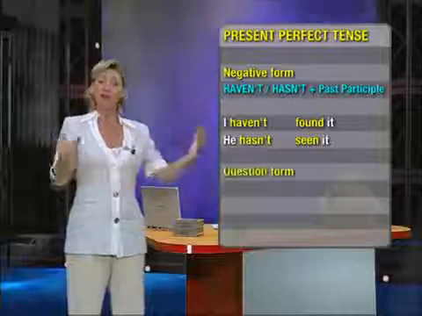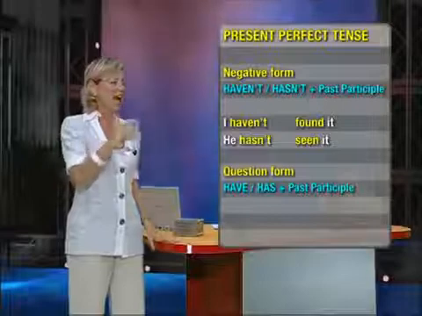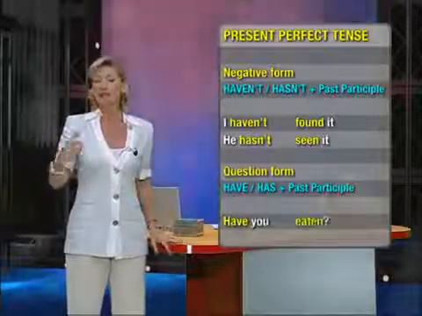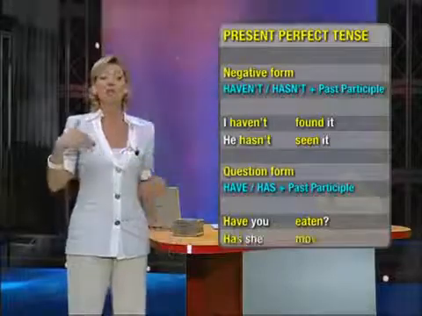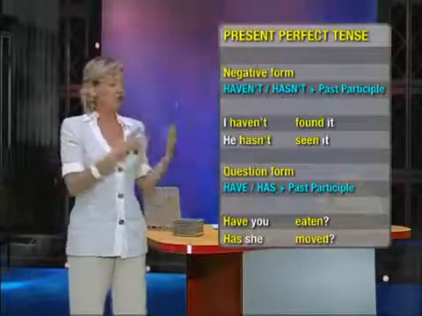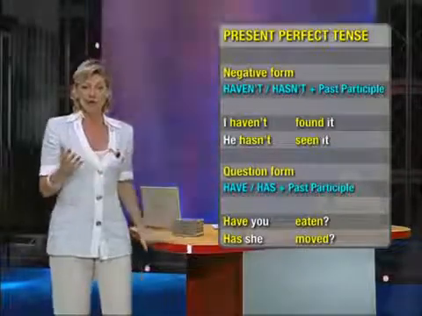Question form, you invert the auxiliary and the subject, as always. So, have you eaten? Eat, ate, eaten. And has she moved? Okay, so these are the examples of how you formulate the present perfect. Now, in the next lesson, we're going to look at when we use the present perfect, which is a little bit more tricky. But now let's go back and see what's happening to our friends.